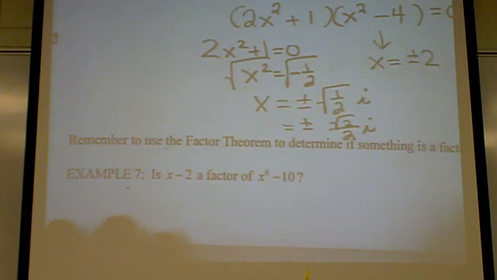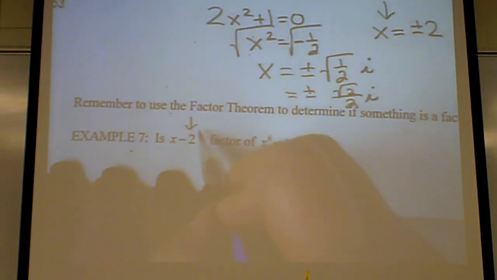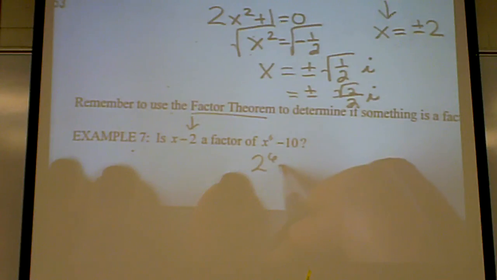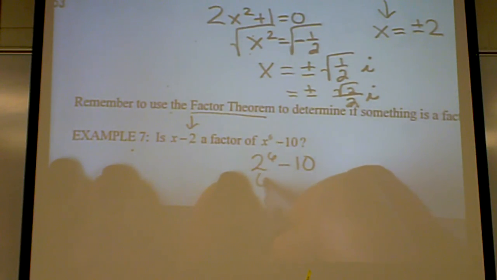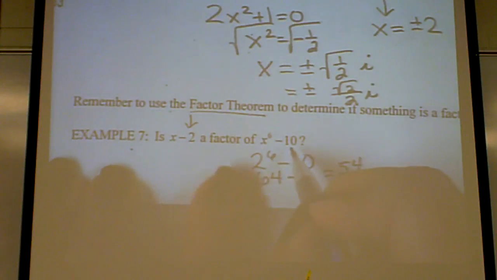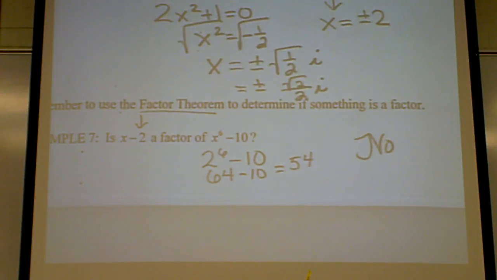In the last one, I know I'm running out of time, this is an old problem. How do you know if this is a factor of this? What do you plug in here to test it using the factor theorem? You're going to plug in a 2. What is 2 to the 6th power? 64? And what's 64 minus 10? 54. So is x minus 2 a factor of that? No. If it was, you'd get a 0 remainder. 54 is your remainder.